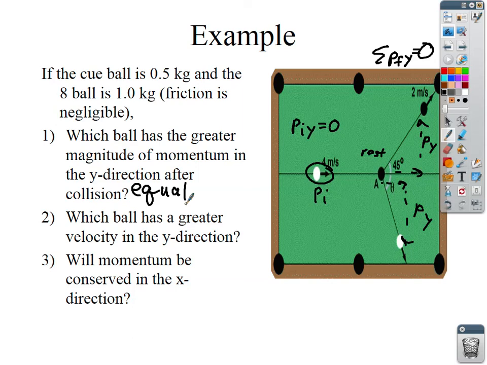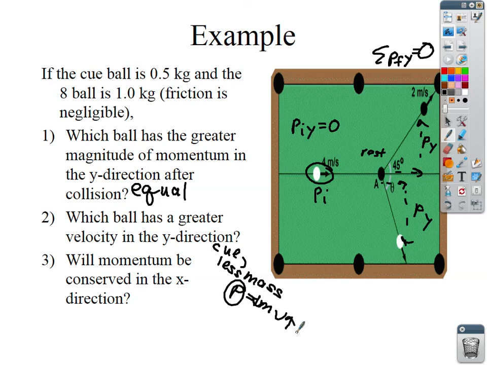That doesn't mean that one's moving the same speed; the cue ball is probably moving faster in the y direction because it's lighter, in order to have equal momentums. Which ball has a greater velocity in the y direction? I just said the cue ball. Why? Less mass. Momentum is equal to mass times velocity. If the momentums are the same and the mass is less, that means the velocity has to be more.